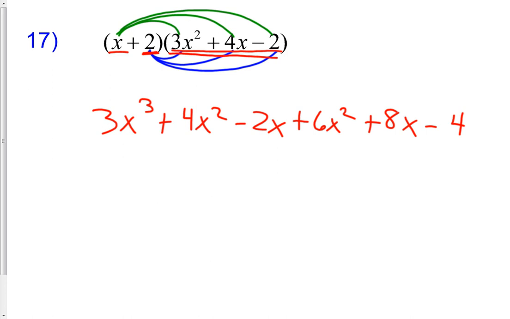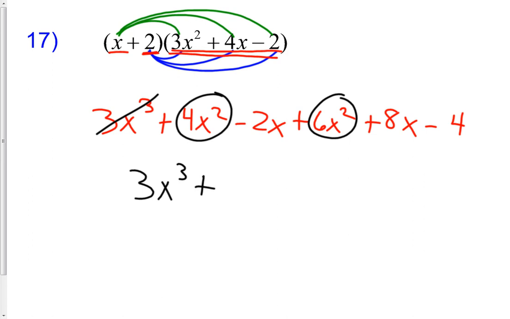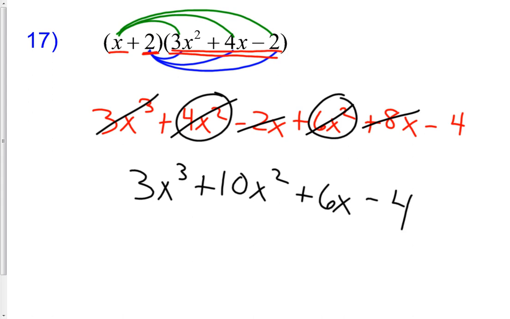Now all we've got to do is clean things up a little bit. Combine like terms. 3x cubed is all we have for x cubes. X squareds are 4x squared and 6x squared, so that makes 10x squared. A negative 2x and a plus 8x for our x terms is a positive 6x. Negative 2 plus 8 is a positive 6. And then our constant term is a minus 4.